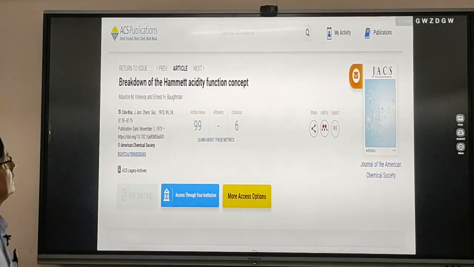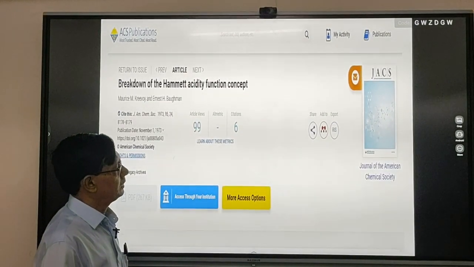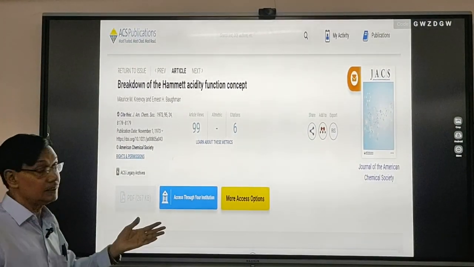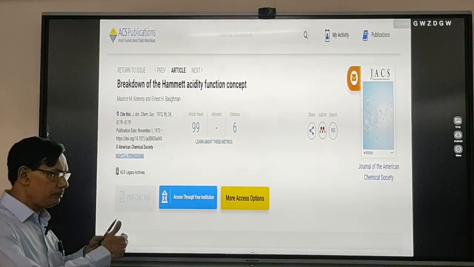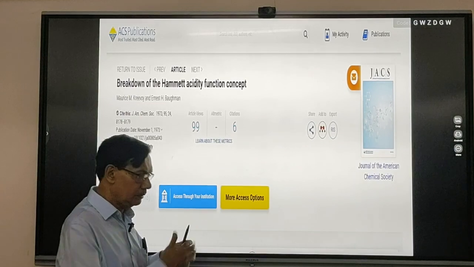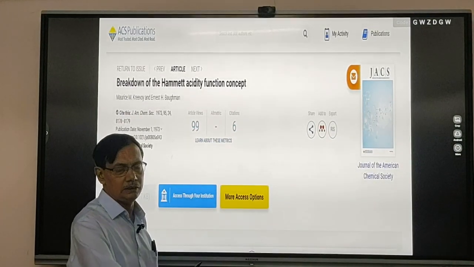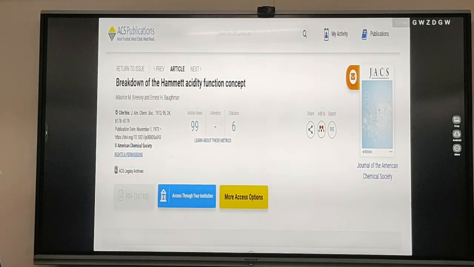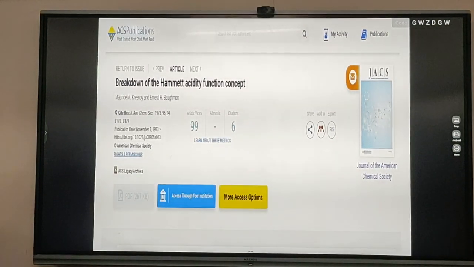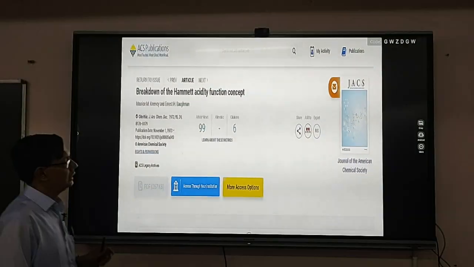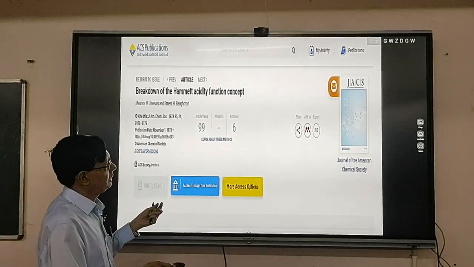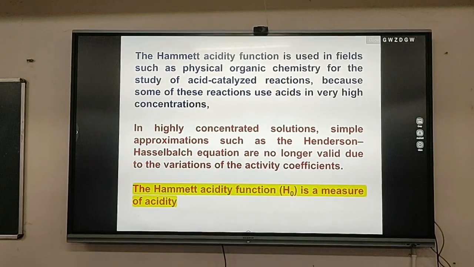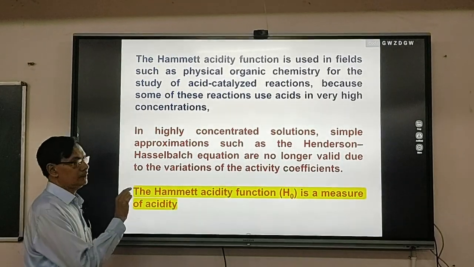You all know that as teachers we always refer to most of the good journals of the American Chemical Society, or JACS, but there are certain limitations. As I have already told you, the limitation of pH led to the development of the acidity function. The limitation of the acidity function led to the development of excess acidity or excess basicity. So there are also some limitations, and that is also the breakdown of the Hammett acidity function concept. I will not discuss all these negative points or limitations of the acidity function. Rather, I will discuss the very simple derivation of the acidity function. Now I am coming to the simple definition of the acidity function.